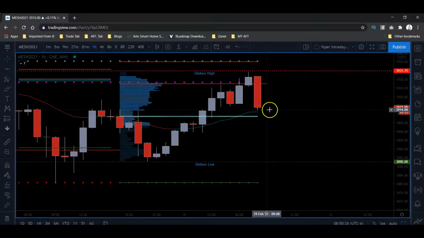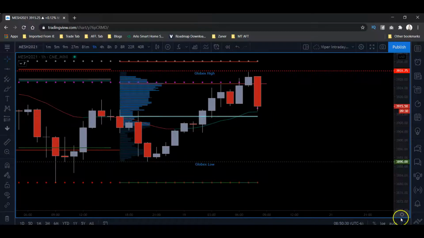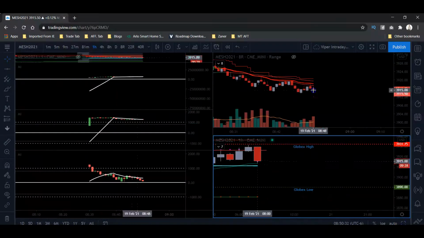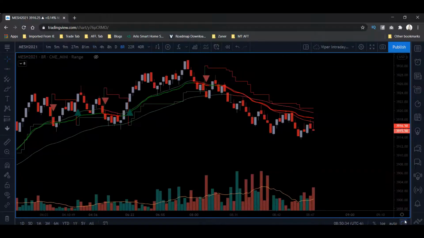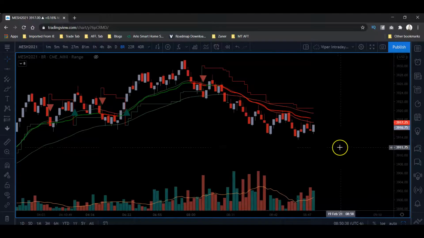Now, do I want to just go ahead, just because I see a little bit of a wick over there, and willy-nilly start going long? No. I got to look at my different confirmations. I don't see on my range bars yet that we're changing direction. It might just be a pullback and then more selling. So I don't want to just jump on in and start going long.